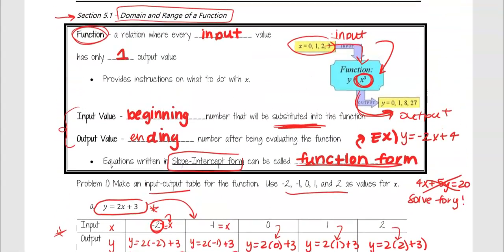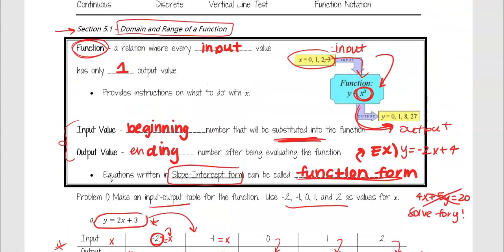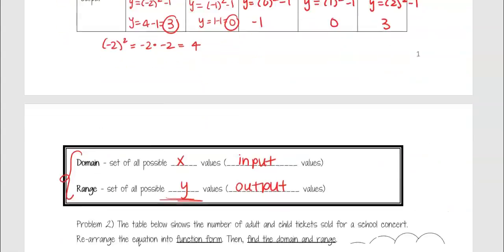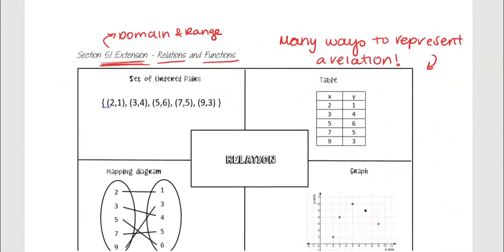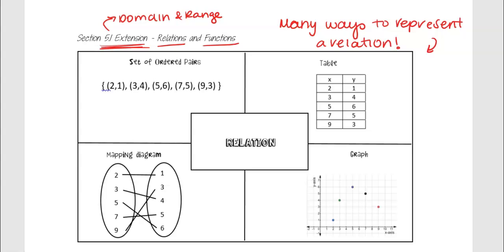Let me see here. It says in our definition of function, it's a relation. So what is a relation? That's what we're going to talk about in 5.1 extension. Before we do that, let's talk about what examples or ways to represent a relation. There's many ways. We can represent a relation as an ordered pair, a set of ordered pairs.